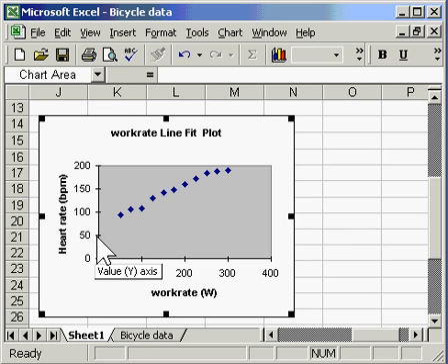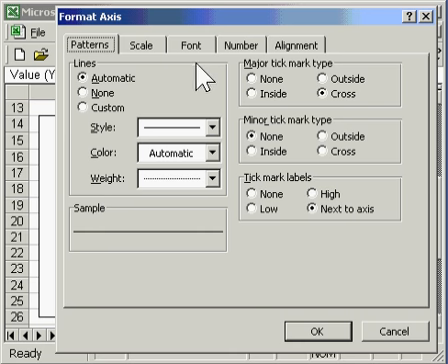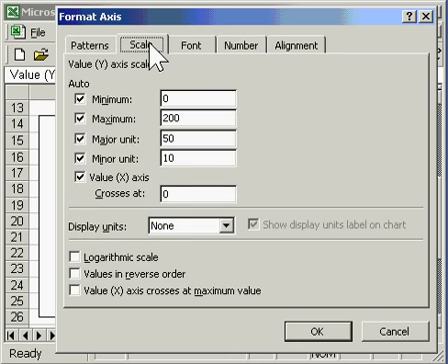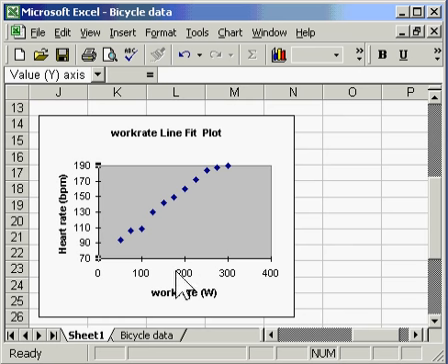It doesn't really make much sense to actually have the thing starting at 0 when the resting heart rate was 75, so I'm going to double click on the axis, go to scale, and start it on, say, 70 beats per minute, up to 190 every 20 beats. Okay, so the graph is reasonably well laid out now.